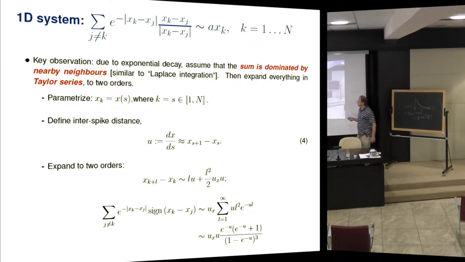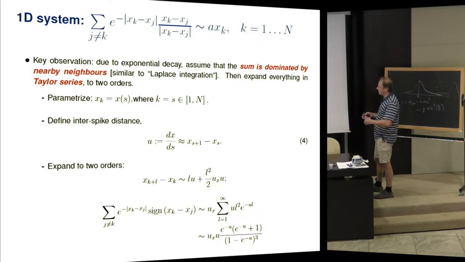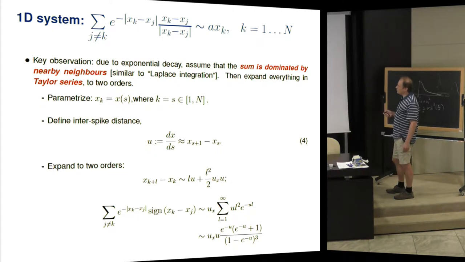Let's do the one-dimensional system first of all. The key to the analysis here is that, because of this exponential decay and in the scaling regime that's relevant for our problem, the xj's are all well spaced out, so locally it looks pretty uniform. The trick is to expand, similar to Laplace's method for integration. This sum is dominated by, you fix a k, and then you look at the sum as j goes from 1 to n, and the dominant terms are the ones where j is very close to k, so there you can expand everything in Taylor series.